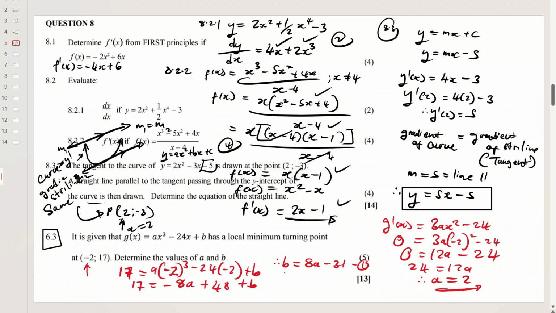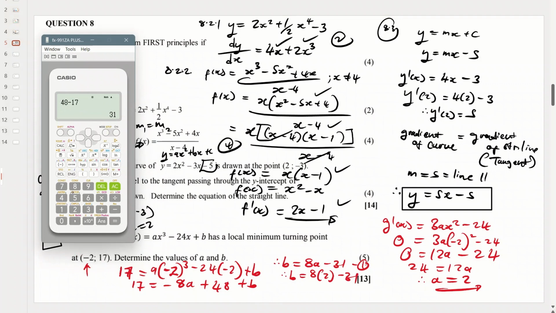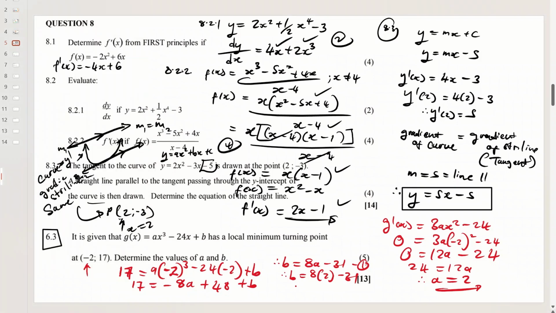To find b, you say b is 8 times 2 minus 31. I don't have to overthink. This will give you negative 15. So therefore, your b is negative 15. Just like that, you get those full 5 marks, guys. That's very simple. And again, don't forget to subscribe, guys.